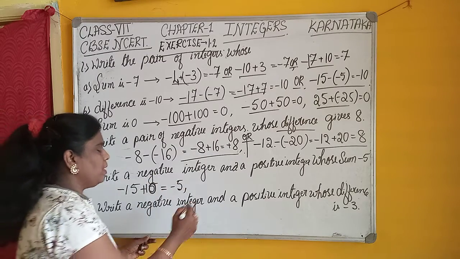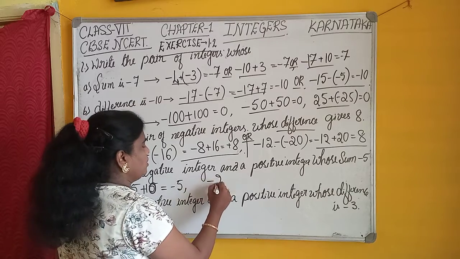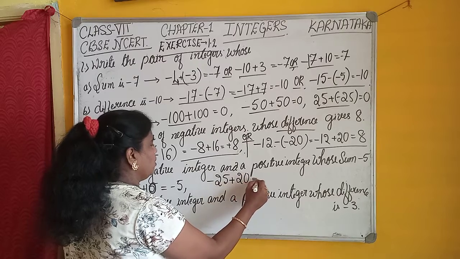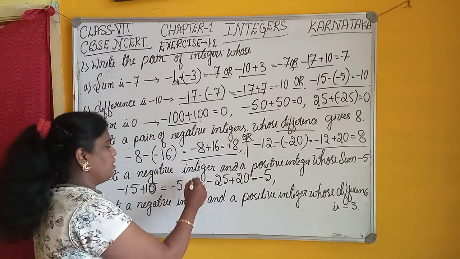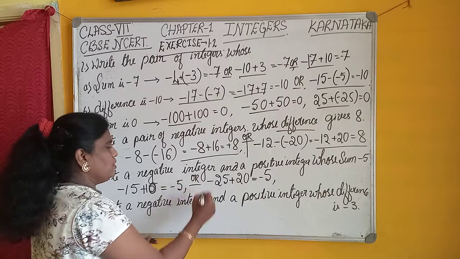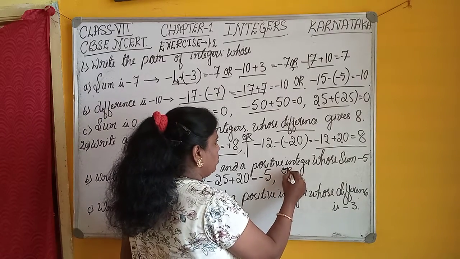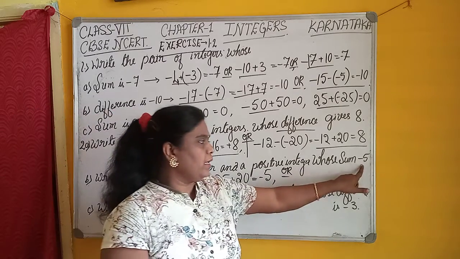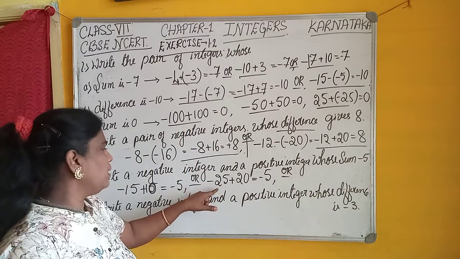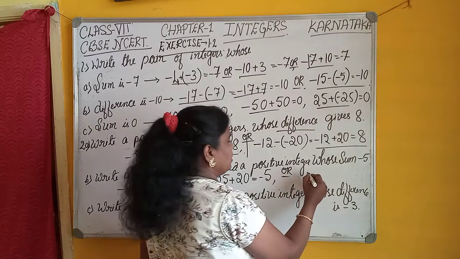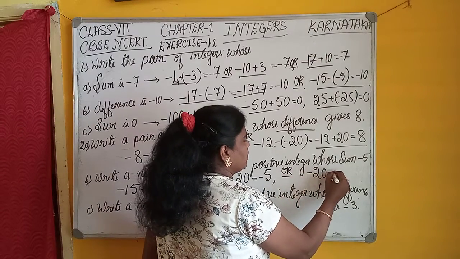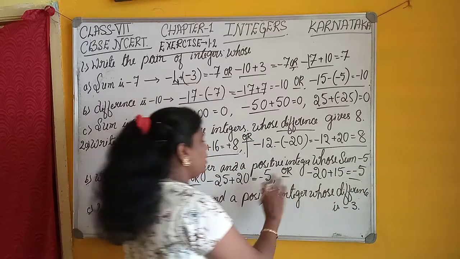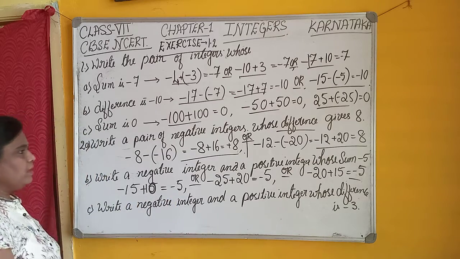In other words, -25 plus 20 is equal to -5. I hope you understand. I am going to give one more example. One should be positive and another negative. Here we should take the negative number first, that should be the greater number: -20 plus 15 is equal to -5. Any example you can write.